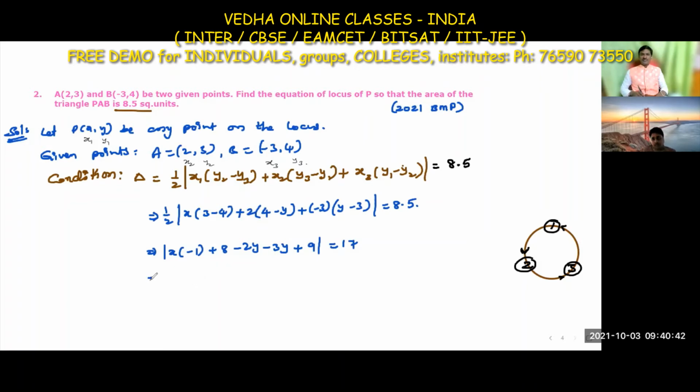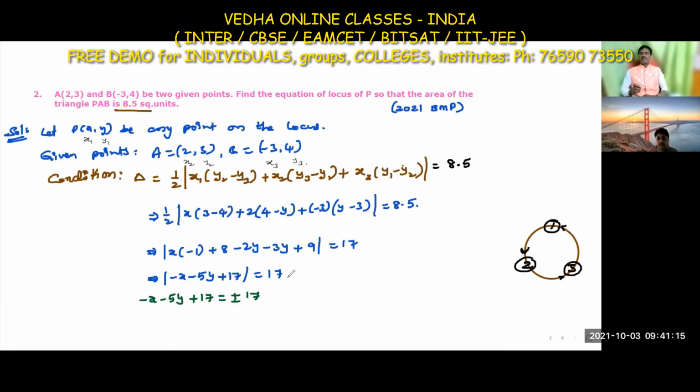Now this is equal to minus x, minus 2y, minus 3y, so minus 5y, and 8 plus 9 is 17, plus 17 is equal to 17. When we remove the modulus symbol, we get plus or minus. So that means minus x minus 5y plus 17 is equal to plus or minus 17.